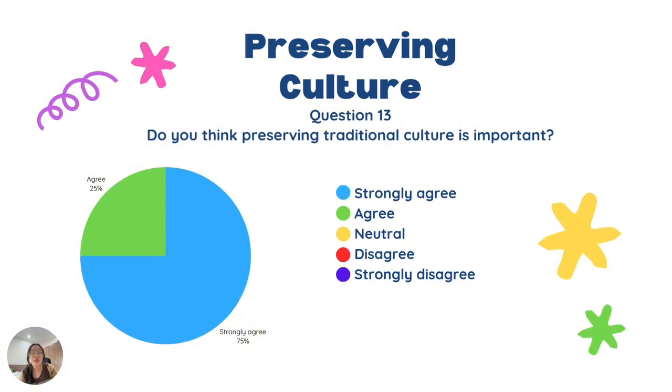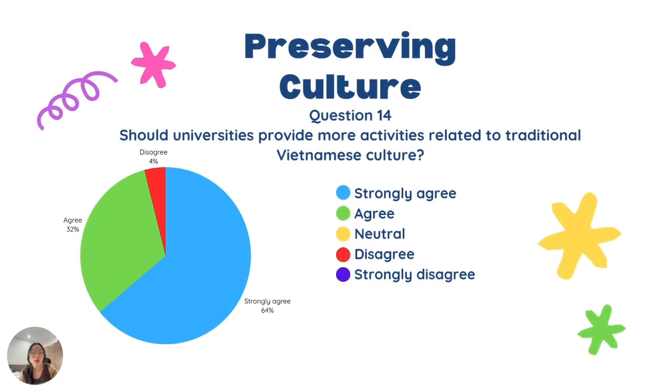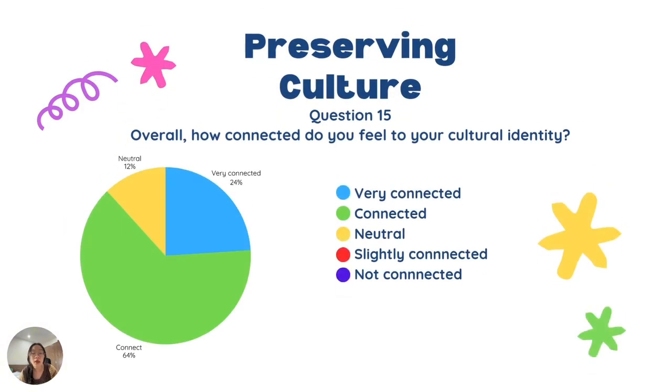Question 13: do you think preserving traditional culture is important? As we guessed, strongly agree was selected the most, at 75%, and neutral, disagree and strongly disagree were not selected. Question 14: should universities provide more activities related to traditional Vietnamese culture? People chose strongly agree the most, at 64%, and neutral and strongly disagree were not selected. And with the last question, overall, how connected do you feel to your cultural identity? People chose connected the most, at 16.4%, and slightly connected or not connected were not selected.